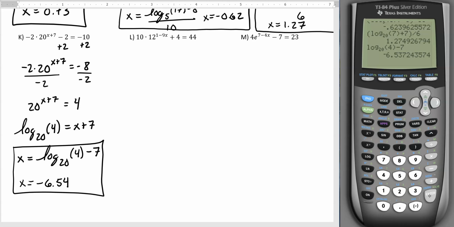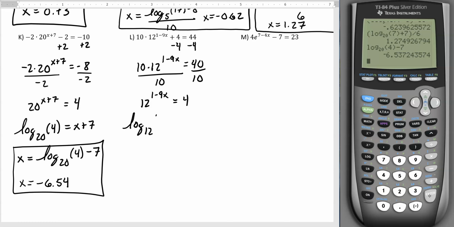If you already did L and M, go ahead and continue the video. If you haven't, pause it, start L, because we're going to check it in 3, 2, 1. Here we go. So I'm going to start by subtracting 4 from both sides here. And remember, I can't change my base, so I never want to do like 10 times 12 here. That is not the move. Instead, I want to divide by 10. I want to get rid of it. So I'll have 12 to the 1 minus 9x equals 4. And then my logarithm, log base 12 of 4, equals 1 minus 9x.